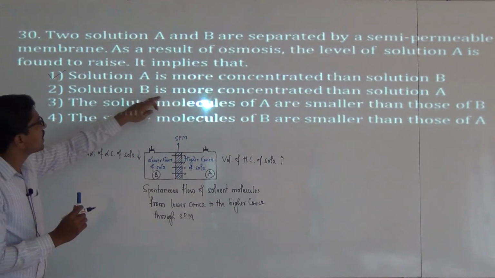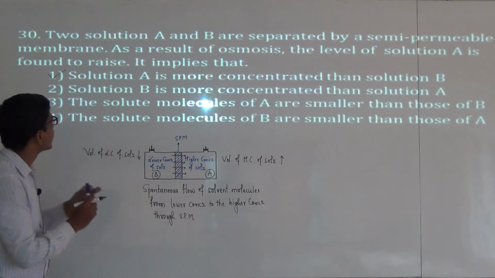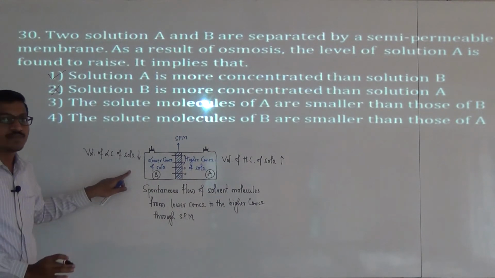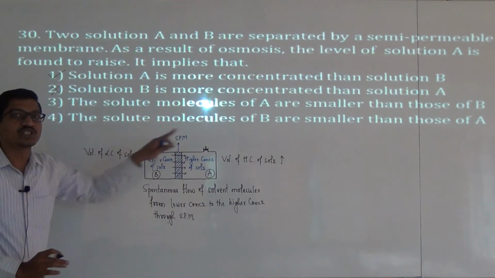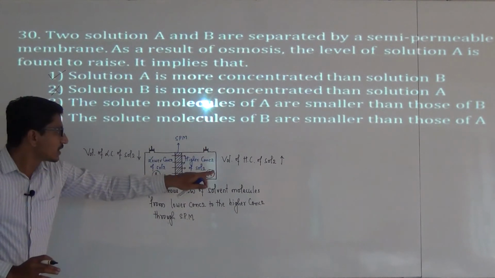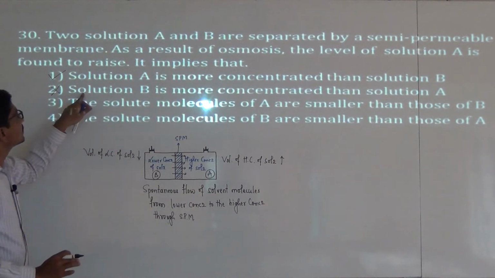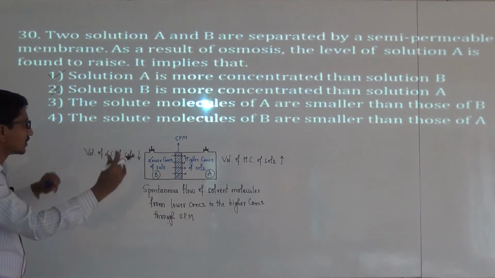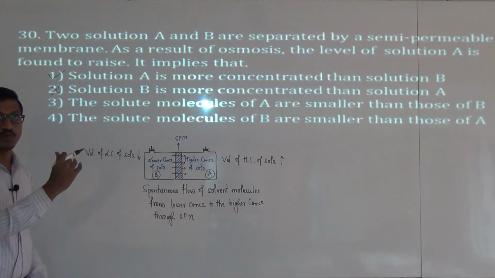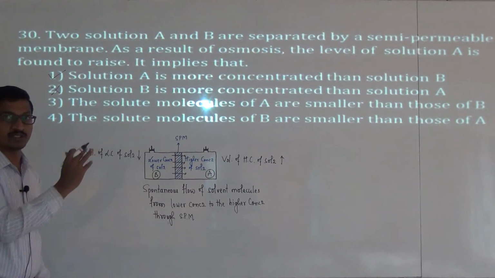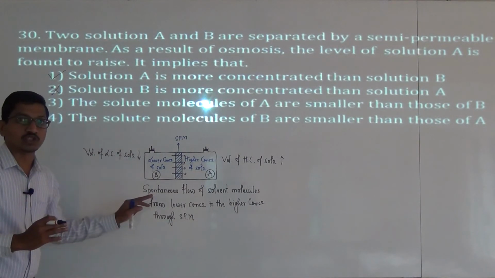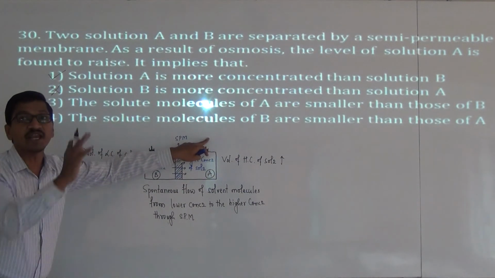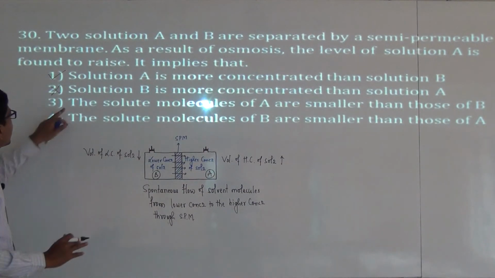Second option, solution B is more concentrated. This one is wrong, because osmosis is generally from lower concentration to higher concentration, not higher to lower. That is reverse osmosis. From higher to lower concentration, solvent molecules flowing through a semi-permeable membrane is called reverse osmosis. High pressure is applied on the solution side, which is greater than the osmotic pressure.